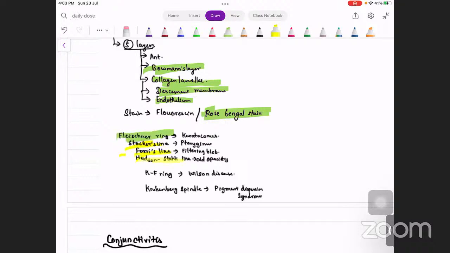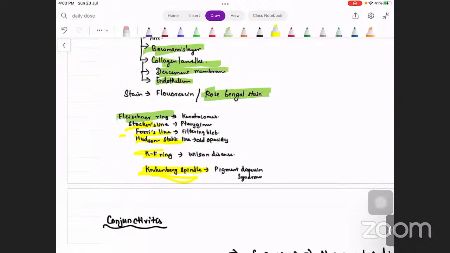Hudson-Stahli line, old opacity. Kayser-Fleischer ring, Wilson disease. Krukenberg spindle, pigment dispersion syndrome. Krukenberg spindle is associated with pigment dispersion syndrome. Kayser-Fleischer ring is associated with Wilson disease. Old opacity is associated with the Hudson-Stahli line. Filtering bleb is associated with Ferry's line. Pterygium is associated with Stocker's line. Keratoconus is associated with Fleischer's ring. These are the important things you have to know.